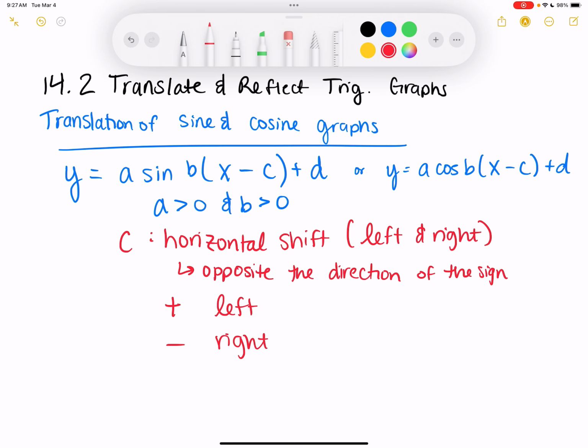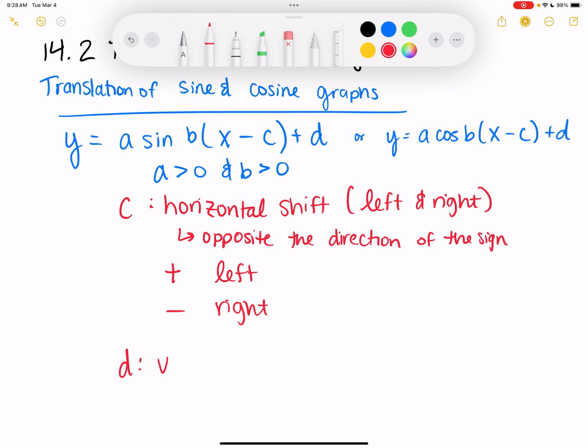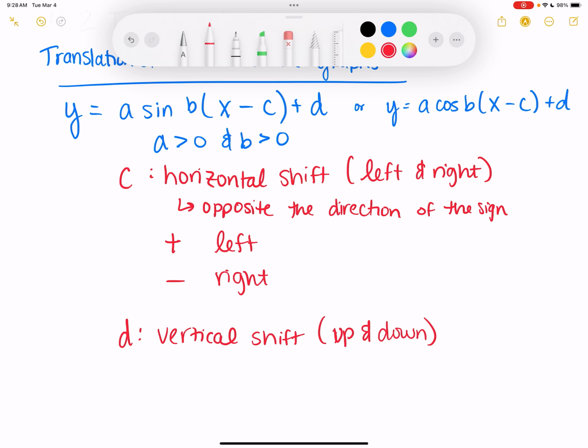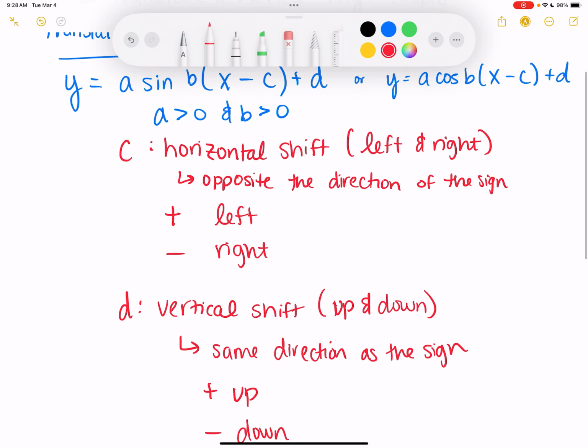Then D is the vertical shift, up and down. And this goes the same direction as the sign. So if it is positive, it's going up. If it's negative, it's going down. So in our general form, the plus d would tell me that I'm going up.